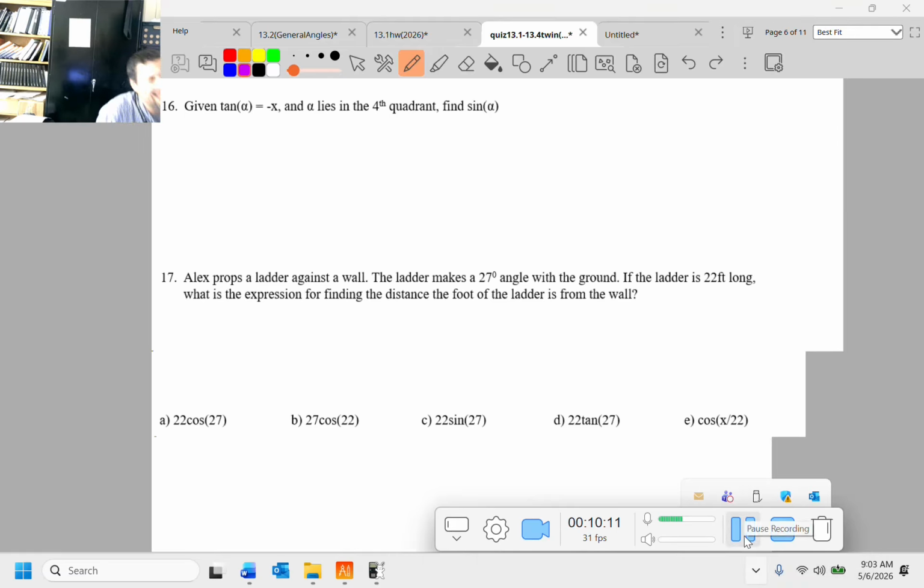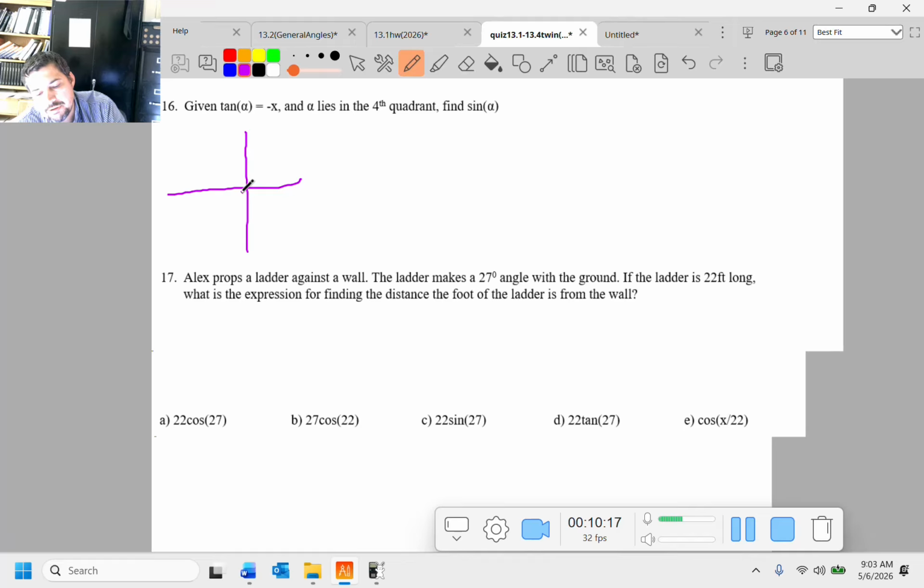16, given that the tangent of alpha is negative x and alpha lies in the fourth quadrant, find the sine of alpha. So I'm going to draw a triangle in quadrant 4. Everything in this universe is divisible by 1. Even infinity, everything is. Even 0. The tangent is opposite over adjacent, so opposite of alpha. I'll just put alpha prime here. And you really can't tell what that is, just whatever. It looks like a bow tie now.